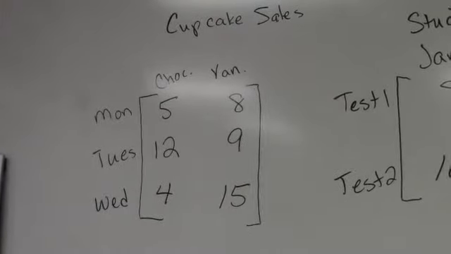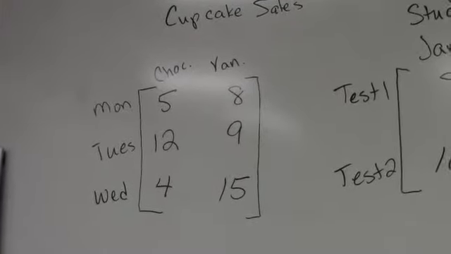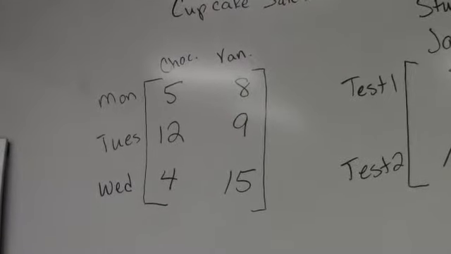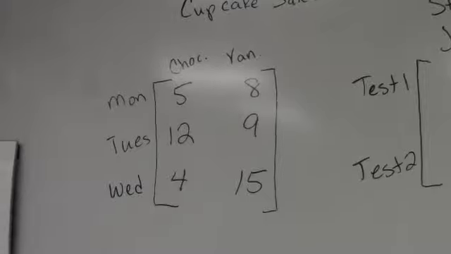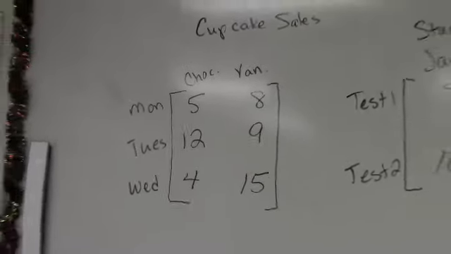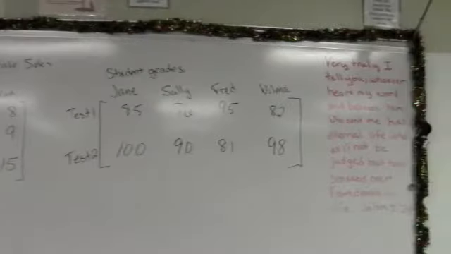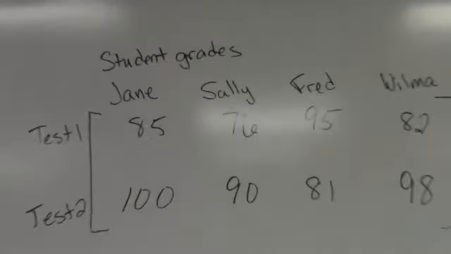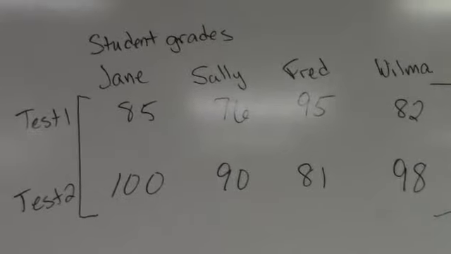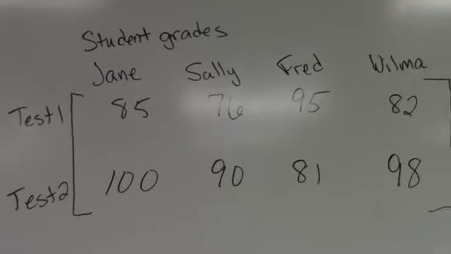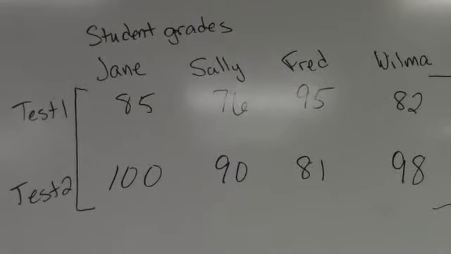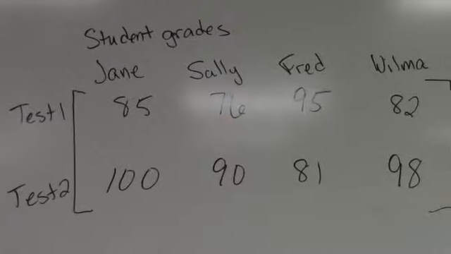On Monday, 5 chocolate cupcakes were sold. On Tuesday, 9 vanilla cupcakes were sold. On Wednesday, 4 chocolate cupcakes were sold. It can be used for a variety of different things. It can organize student grades. For example, Fred got an 81 on his second test, and Sally got a 76 on her first test.